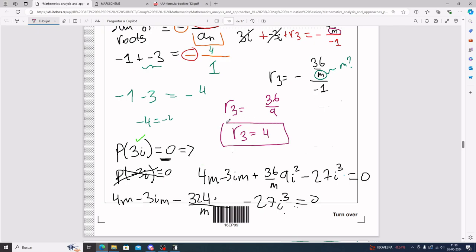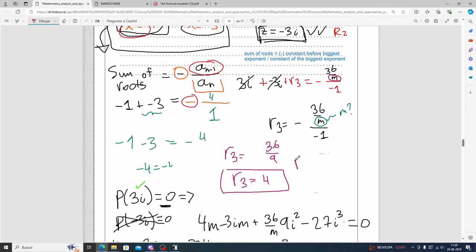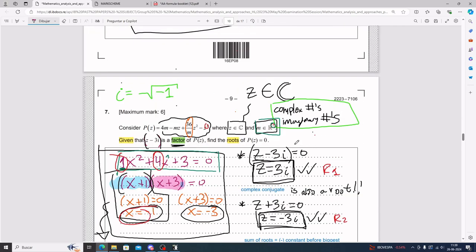And so, boom, look at that. So your first root, just to be very organized, is 3i. Your second root is negative 3i because of the complex conjugate, and your last root has to equal 4. So ladies and gentlemen, that is how you solve number 7.